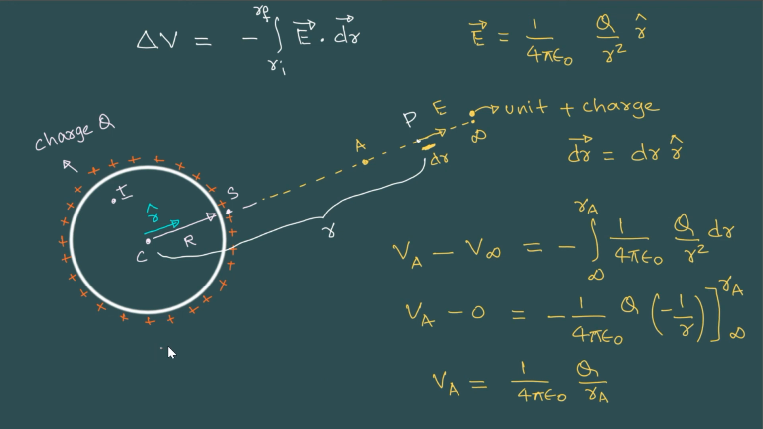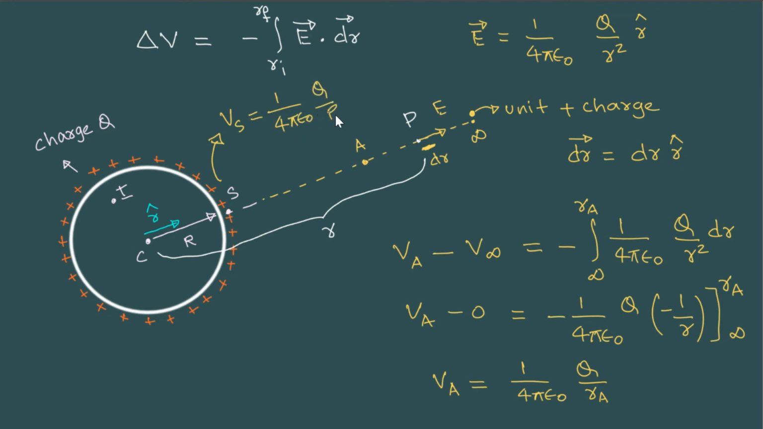Now, how do I find the potential at a point just outside S? If you observe what we have done carefully, all I have to do is, instead of using the position vector for A, I will use the position for S. That means instead of RA, if I use the distance of S from the center, then I'll get the potential at S. So the potential at S will simply be 1 by 4 pi epsilon naught Q over R.